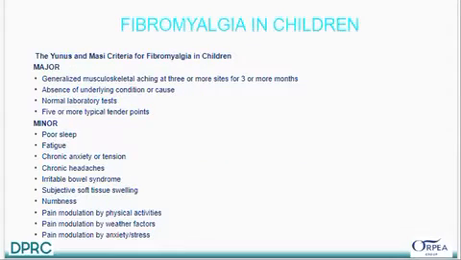Fibromyalgia in children. As per the Yunus and Masi criteria for fibromyalgia in children, major symptoms are generalized musculoskeletal aching at 3 or more sites for 3 or more months, absence of underlying condition or cause, normal laboratory tests, 5 or more typical tender points. Minor: poor sleep, fatigue, chronic anxiety or tension, chronic headaches, irritable bowel syndrome, subjective soft tissue swelling, numbness, pain modulation by physical activities, pain modulation by weather factors, pain modulation by anxiety or stress.